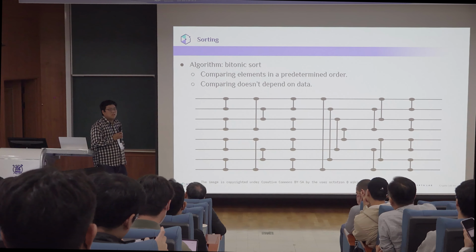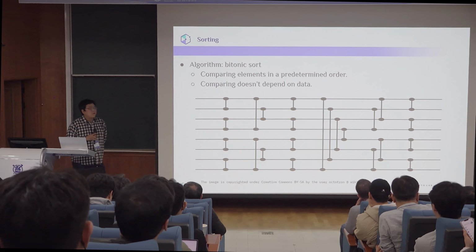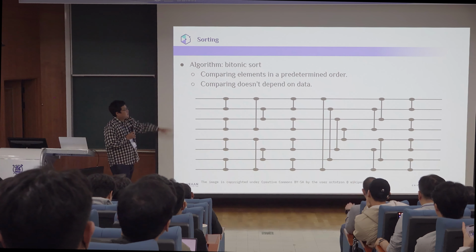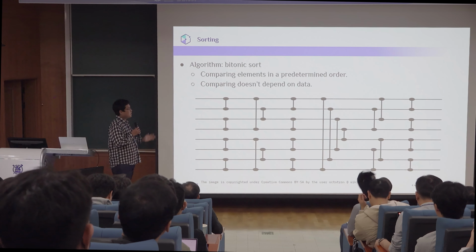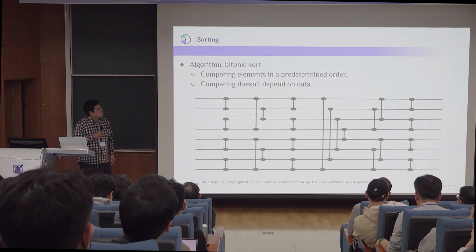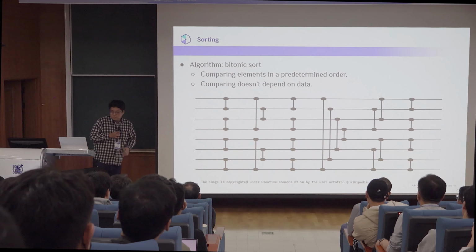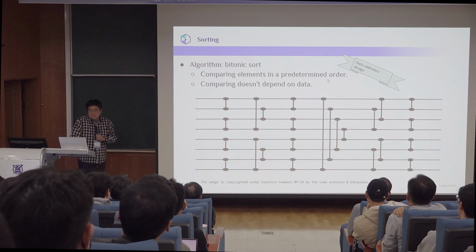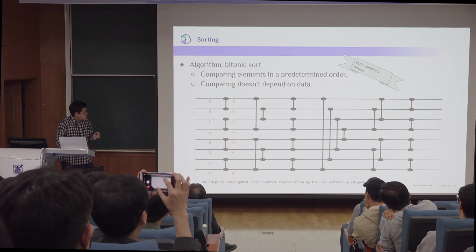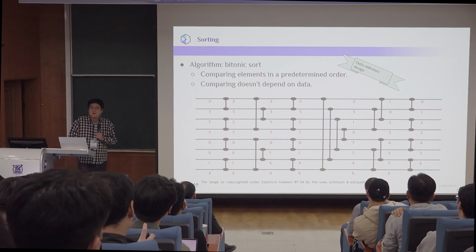In the bitonic sorting algorithm, the elements are compared in a predetermined order, and the comparison doesn't depend on the data. Basically, the horizontal lines represent the flow of the data, from the leftmost side to the rightmost side. And the vertical lines connecting two horizontal lines are comparisons and swaps. So, as you can see, this is a typical example of a data-oblivious design. And if we input this, then it's quite nicely sorted.